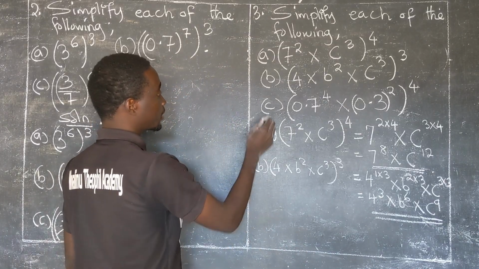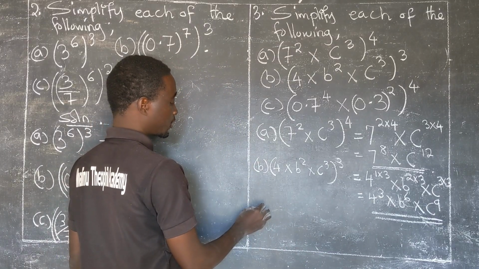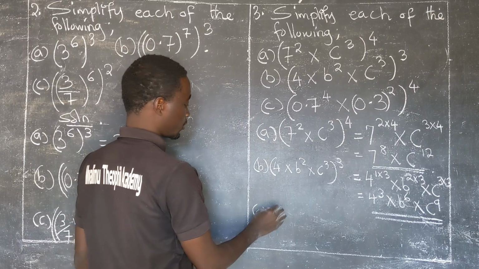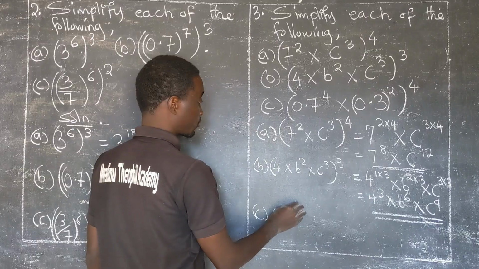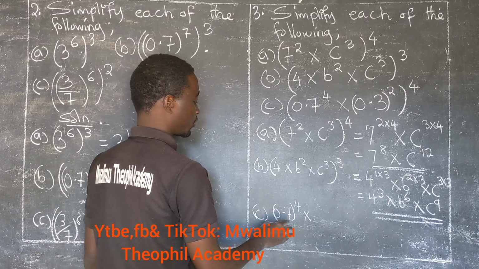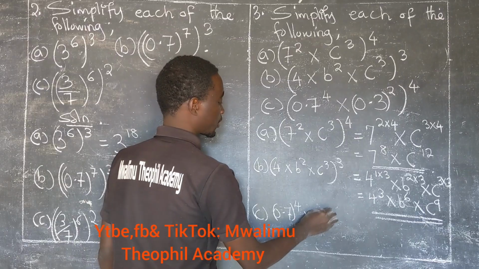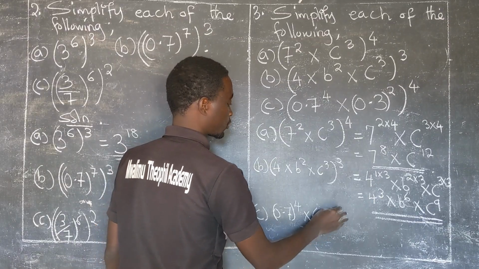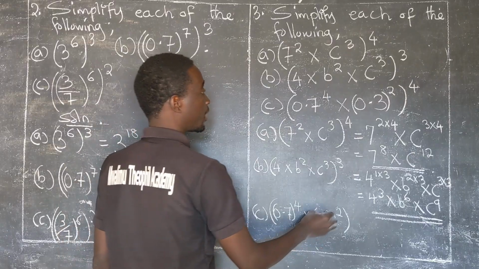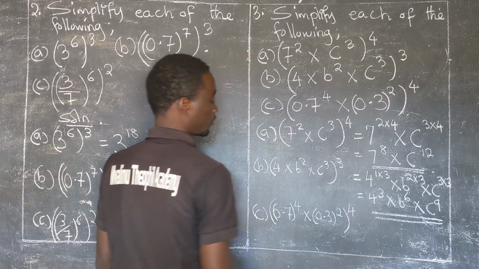After that, let's see the last part, which is part C. In part C, we are given 0.7 raised to 4 times 0.3 raised to 2. Then all the two are raised to exponent 4.